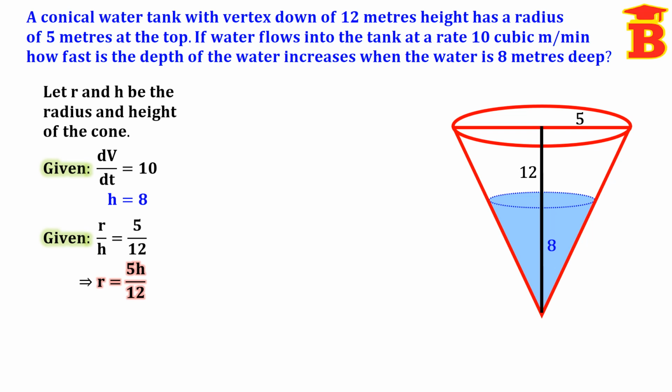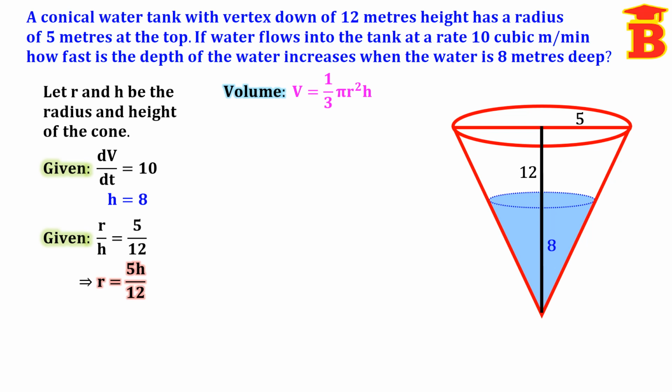Now we have to write the volume of cone formula. The volume of cone is V equal to 1 by 3 pi r square h. We have to differentiate this and then substitute the given values and find dH by dt. But here on the right side, we have two variables, R and H. So we have to convert into a single variable. After that, we can differentiate easily.